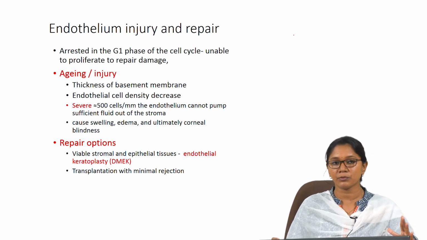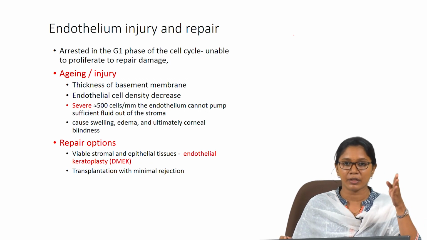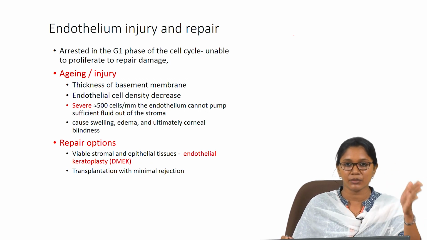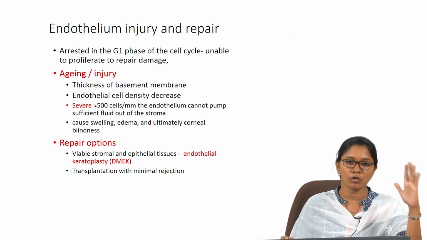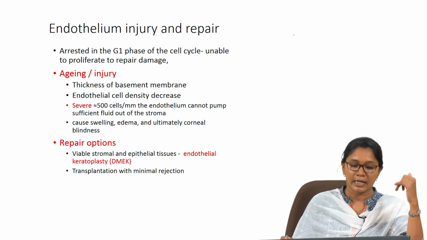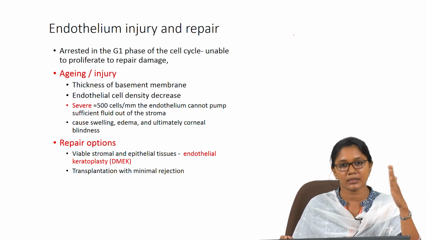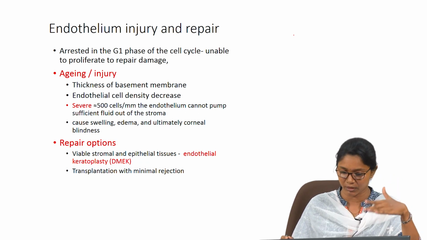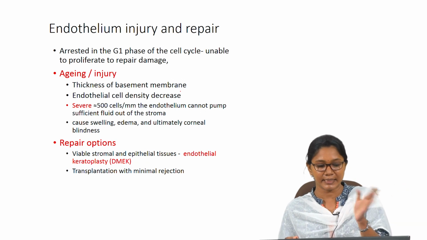So, what happens when there is an injury to this layer? They are arrested in the G1 phase, that is the reason. So, they have a G1 phase which is arrested. So, they are mitotically not active. They would not have cell division. And so, with age and with any repair, they are going to reduce in cell size and cell number. So, the thickness of the basement membrane increases and the endothelial cell density decreases.